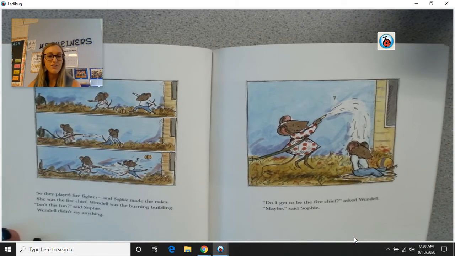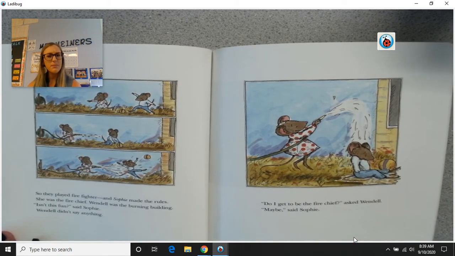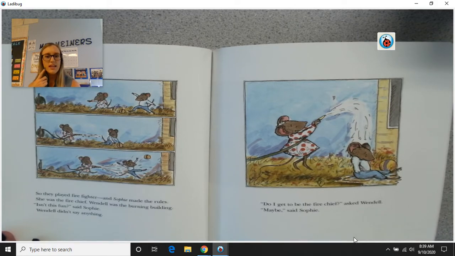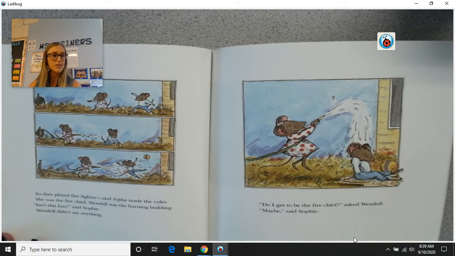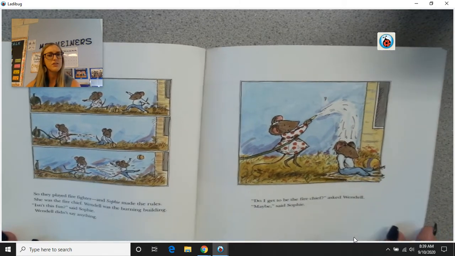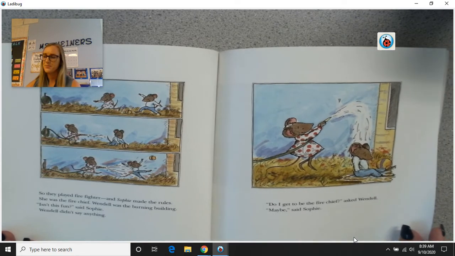So I want you to pause it right here, and I want you to think, has something changed? It seems like Sophie is now a little bit happier, and Wendell's not so happy. I wonder why they've changed. What do you think?